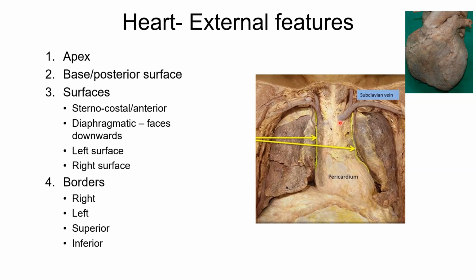And in this specimen, you can see the formation of the superior vena cava from the left and right brachiocephalic veins. This is the superior vena cava, this is the left brachiocephalic, and this is the right brachiocephalic vein. Each brachiocephalic vein is formed by the jugular and then the subclavian veins, which you are seeing here, and you can see the right and left lungs in this picture.